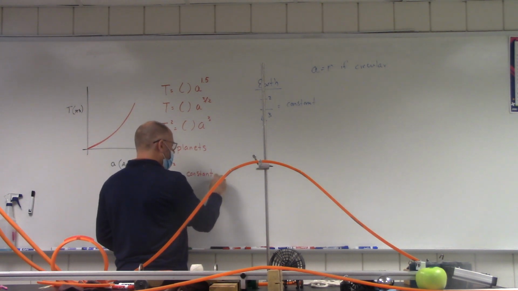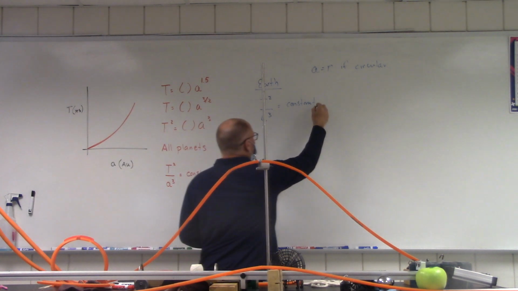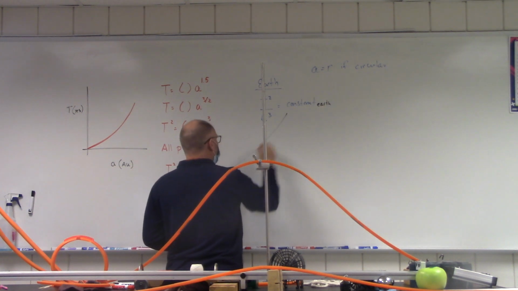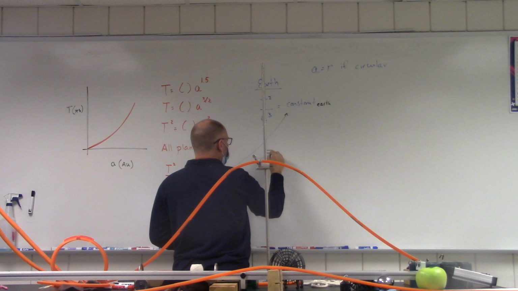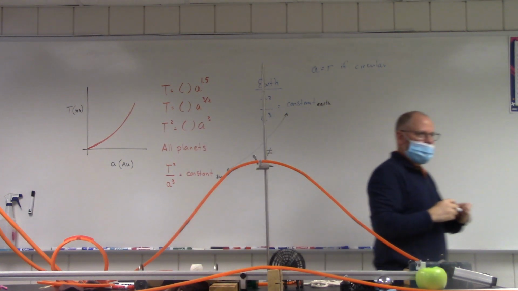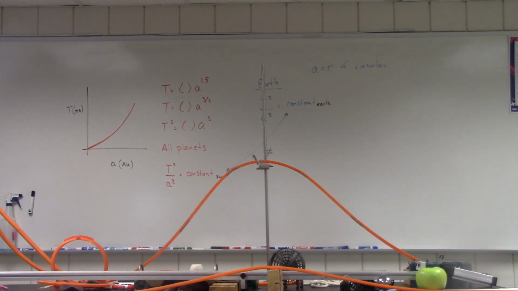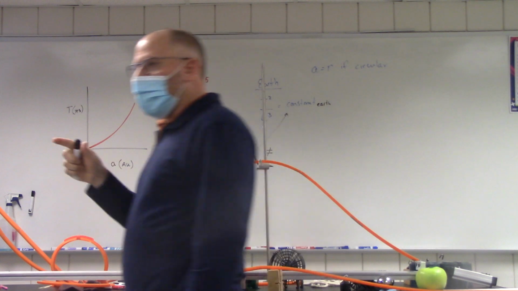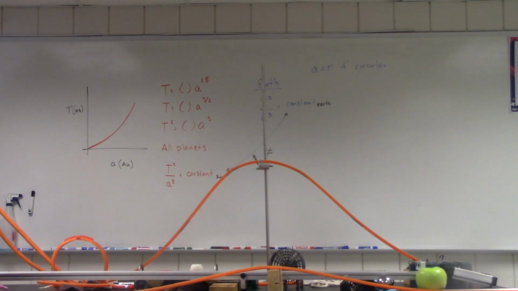This constant here is for the sun. This constant here is for things orbiting the Earth. These two are not equal to each other. The constant depends on the central body that the things are orbiting. Okay? The constant depends upon the central body that the things are orbiting. So the T squared over R cubed is the same for everything orbiting the sun, but it's different than the T squared over R cubed for anything orbiting the Earth.